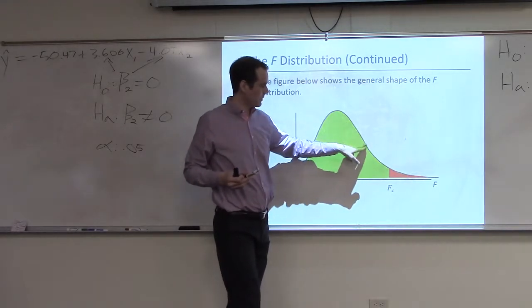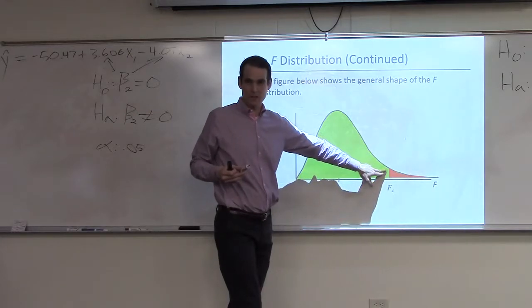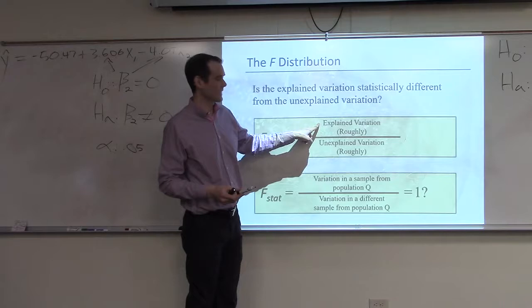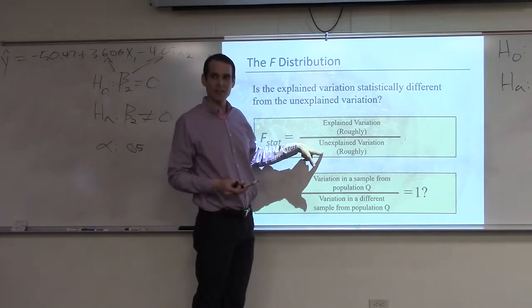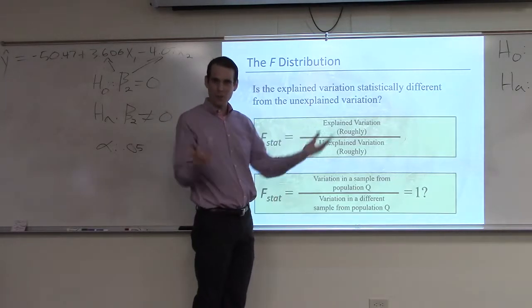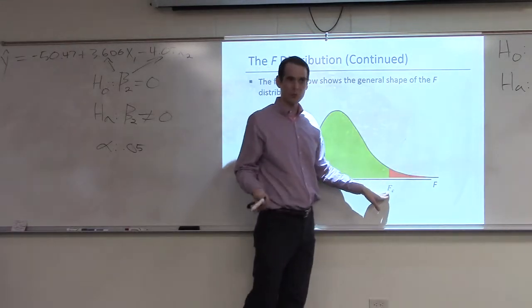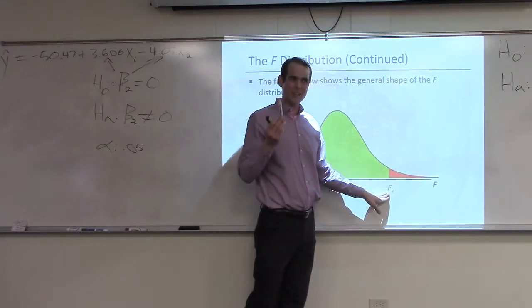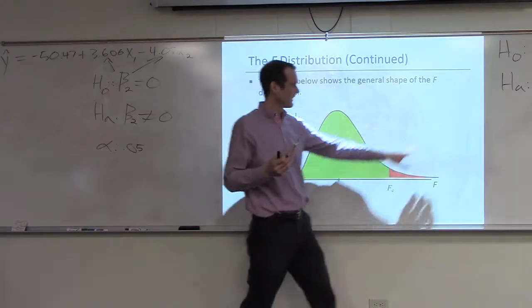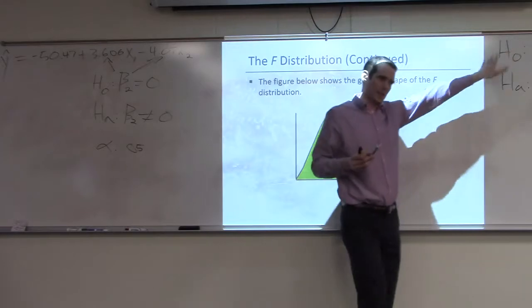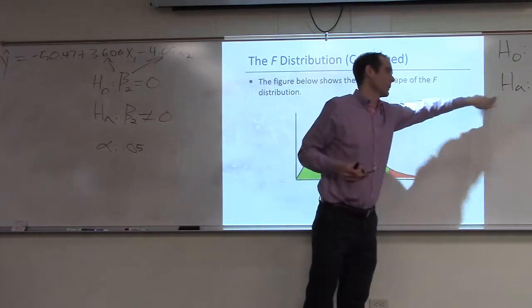But as it gets further and further above 1, what that means is this explained variation is significantly higher than the unexplained variation in the whole model. And we get to a point we'll call our F critical value, where we say that is so unusual, given this assumption, that we would rather reject this assumption and assume the alternative that we have something useful.